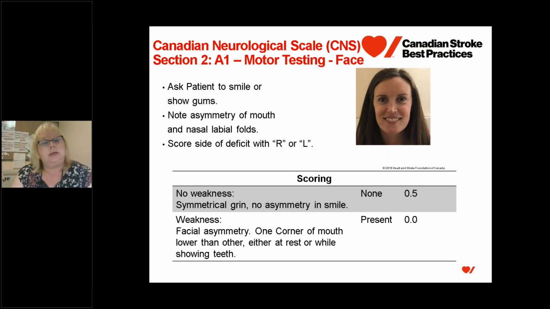Versus facial weakness present, here you would have one corner of the mouth maybe lower than the other, either at rest or while showing their teeth, and asymmetry of the face. Here the patient would receive a score of 0, and we would indicate if the weakness is on the right or the left side. If the weakness is on the right, we would use an R. If the weakness is on the left, we would use an L.